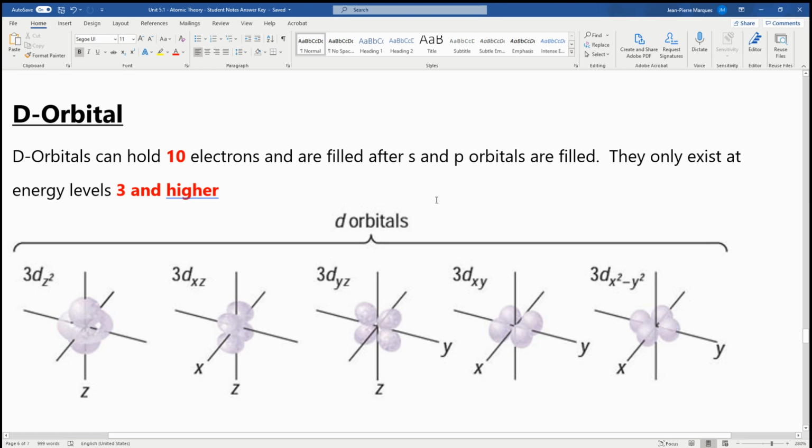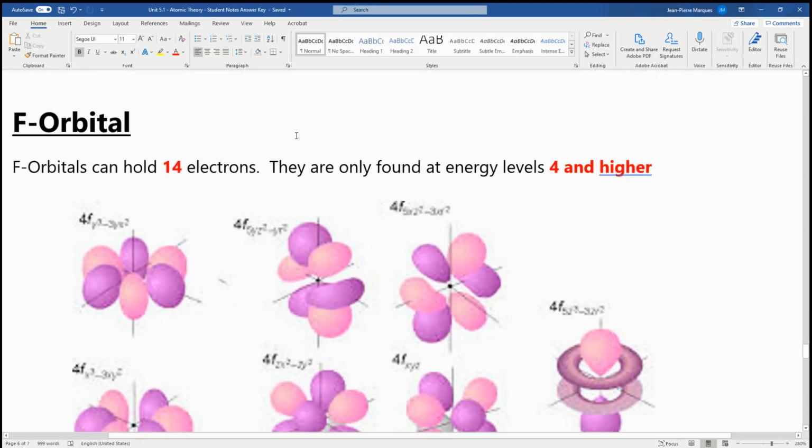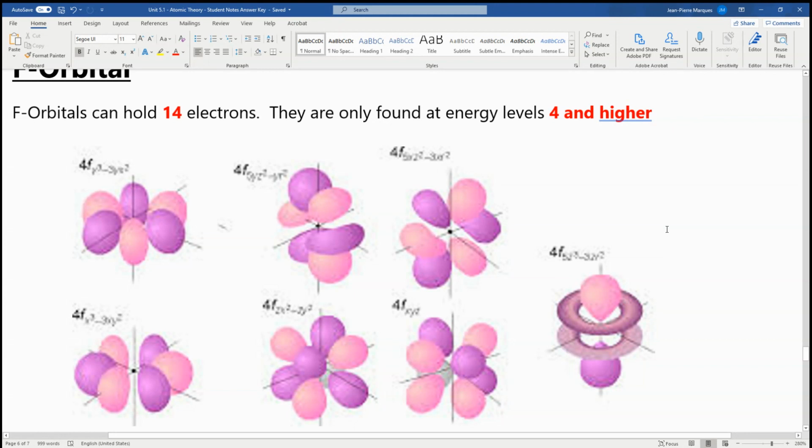So there you go. The final and last one, f orbitals. F orbitals can hold a total of 14 electrons. And f orbitals only exist at energy levels 4 and higher. So how would I describe its shape? I don't know, 6 balloons, 2 rings with 2 balloons. I mean, it's just really, really weird stuff. So again, we won't ever go into this kind of detail. You can learn it if you want to take higher chemistry or physics in university or college, but we will not go into that. Just know that it's really weird. That's all you need to know.